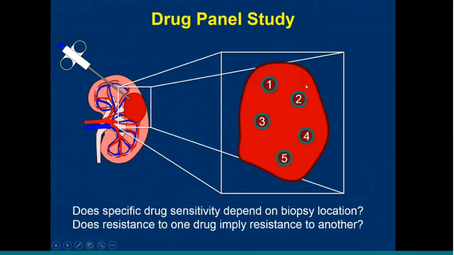And so for this study, again, we had multiple cores from around the tumor. We wanted to ask, does sensitivity to a specific drug depend on biopsy location? So if core one is sensitive to sunitinib, is core two also sensitive to sunitinib? Or if this is resistant to pazopanib, is this also resistant to pazopanib? We also want to ask, does resistance to one drug imply resistance to another? If this is resistant to sunitinib, is it also resistant to pazopanib or axitinib and so forth?